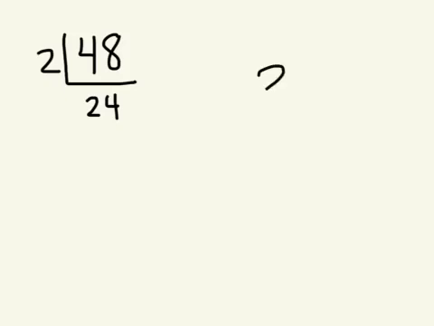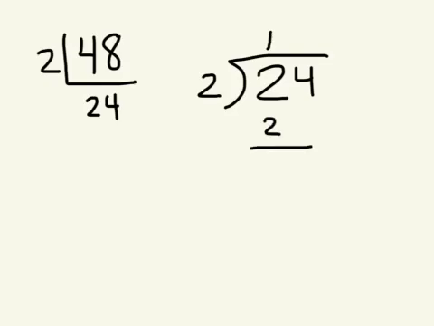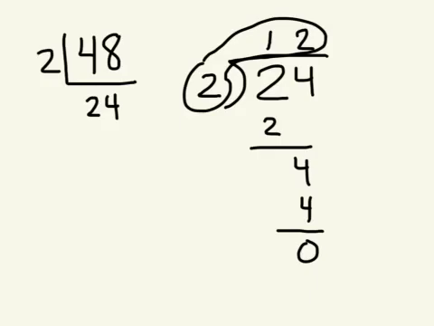I divide 24 by 2. I always start with 2. And I would divide the 4 by 2 and get 2. And my remainder is 0. So now we know that 2 and 12 are factors of 24. So the divisor goes here, and then the quotient goes here.